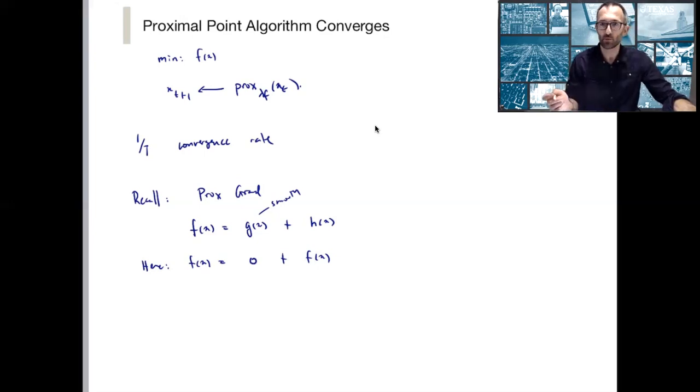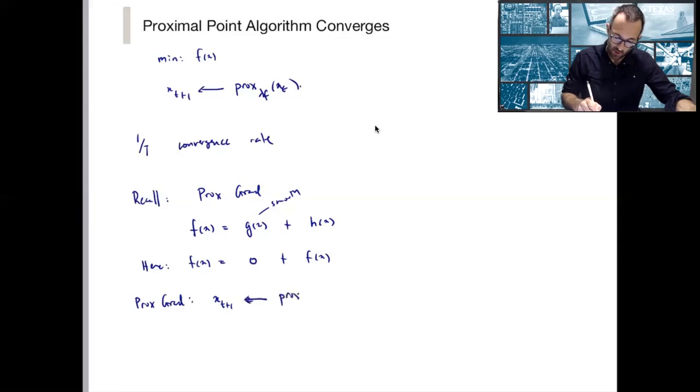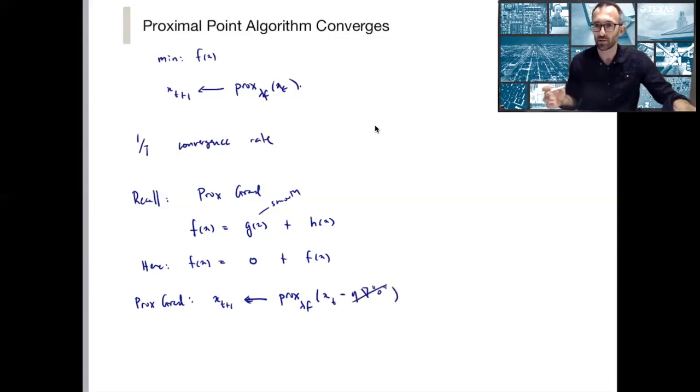And if I apply proximal gradient to this, what does it look like? Proximal gradient to the setting is telling me that x_{t+1} is equal to the prox function of f evaluated at a gradient step with respect to the first function, which is 0. So indeed, I'll just write this out. This is x_t minus eta times the gradient of the 0 function, so that goes away. So indeed, the proximal point algorithm is proximal gradient. So we can just repeat our work from before, and we know that this converges.